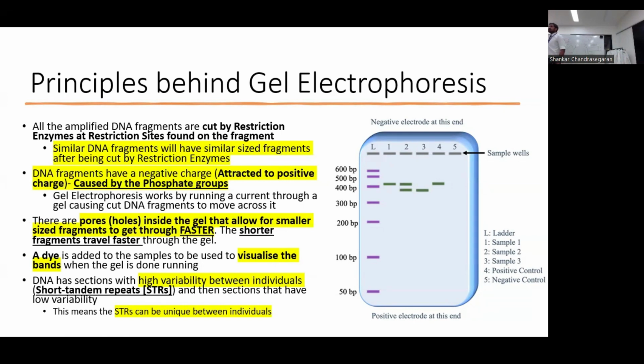And we can actually use these sections of the DNA along with gel electrophoresis to differentiate between different people. Remember, short tandem repeats are sections on the DNA. These sections are very different between each other. So they then act as an identification tag for different people. Using gel electrophoresis, we can then see the differences between each sample and how their fragment sizes are, and then compare them to identify people.